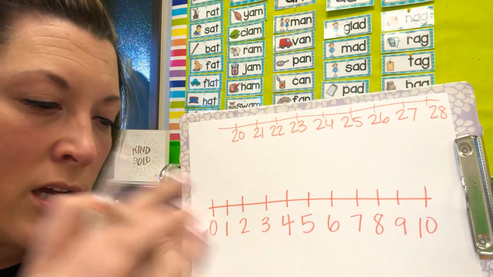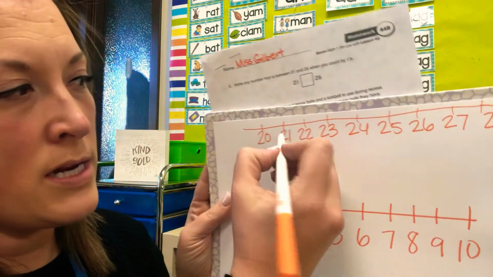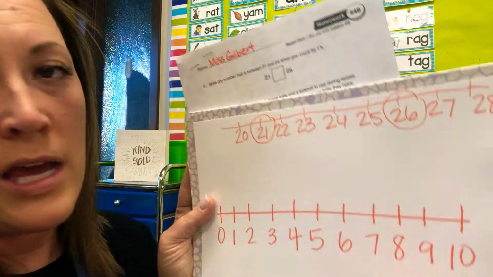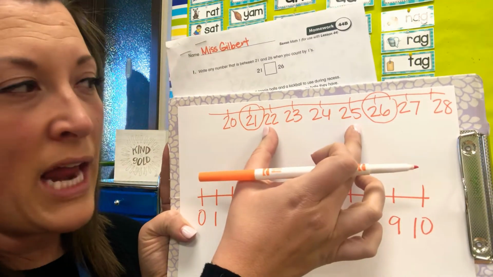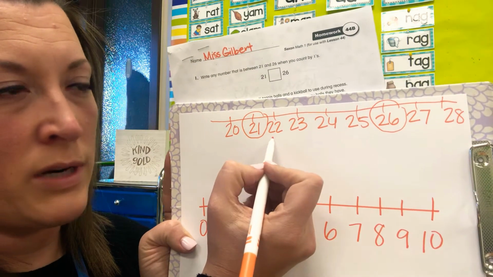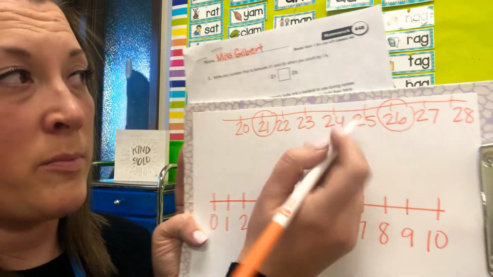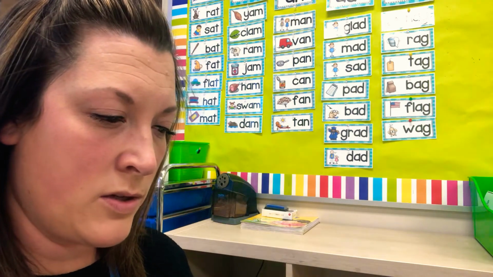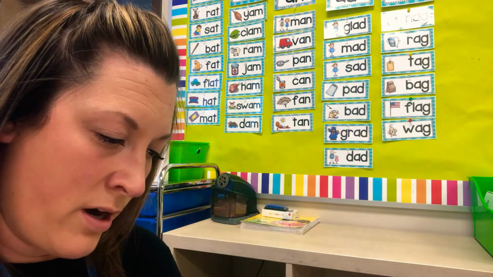It's saying we need to write a number between 21 and 26. Okay, between means in the middle. So you could pick any of these numbers and it would be right. 22, 23, 24, 25. Those would be right numbers, okay? So I'm going to choose 23. 23, 2, 3.